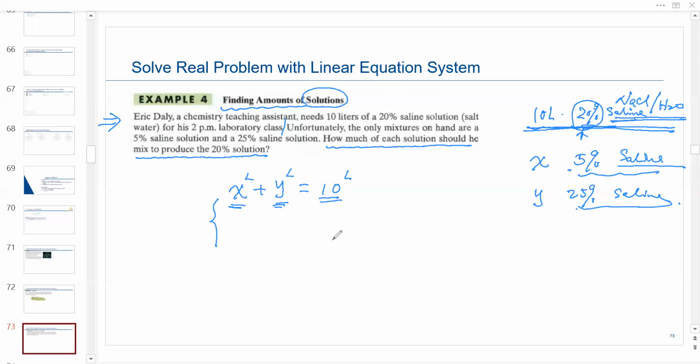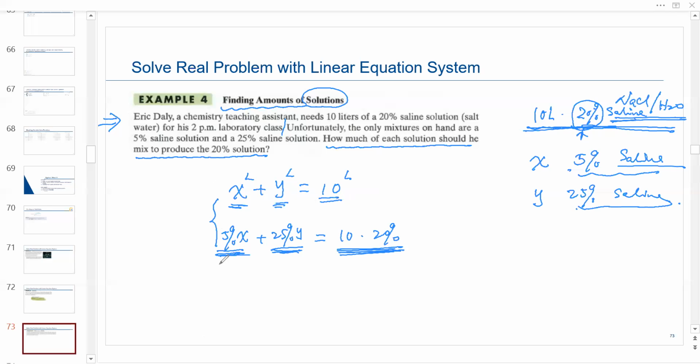The second one is 5% of this x, this is the salt inside, right? And 25% of y, this is the second salt inside. Exactly equal to 10 liters of 20% salt. Just the salt from here and the salt from here equal this part. So the volume x plus y is 10 and the salt inside is this much. So we can build this kind of equation.